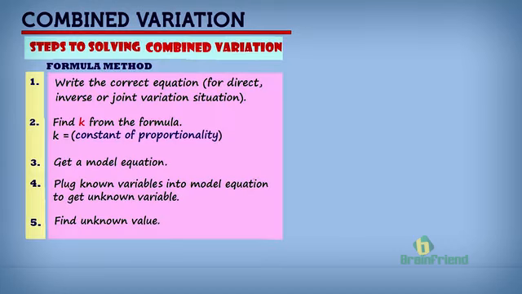Now, there are steps to solving problems in combined variation. What are those steps? Step 1, using the formula method. Take care to write the correct equation, very important, for the direct, inverse, or joint variation situation. Find k from the formula. K, of course, is our constant of proportionality. Get a model equation. We've seen some of these steps before. Then plug in the known values and find the unknown values.